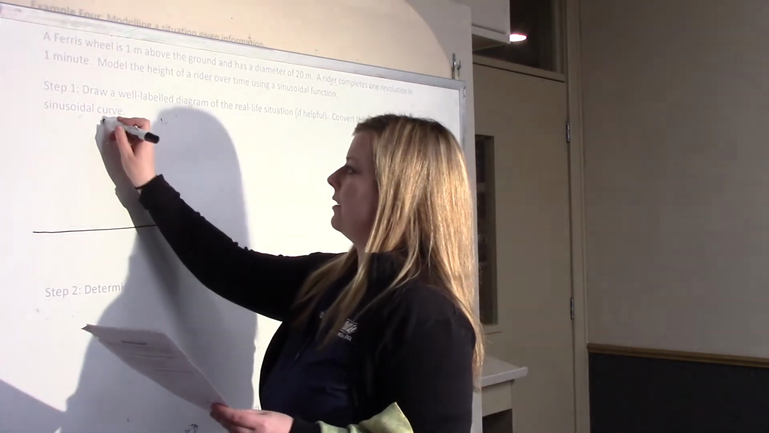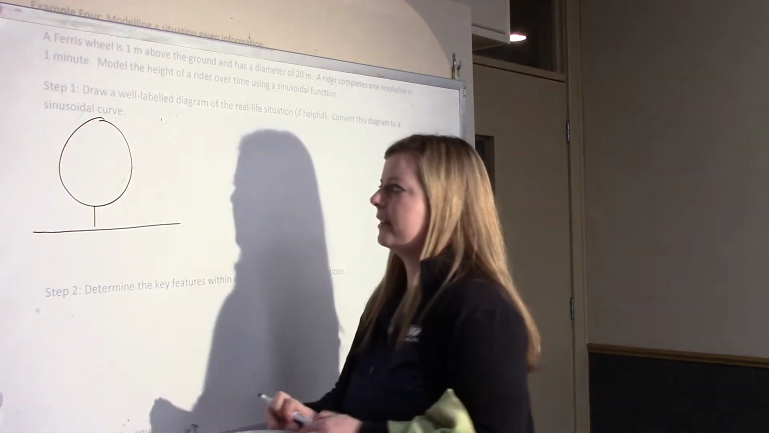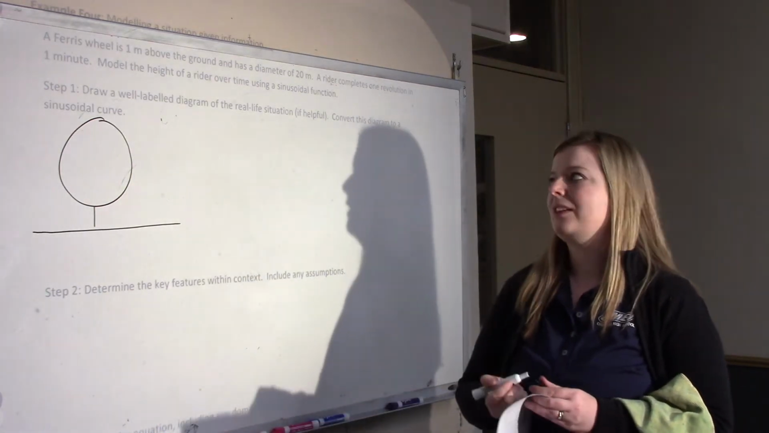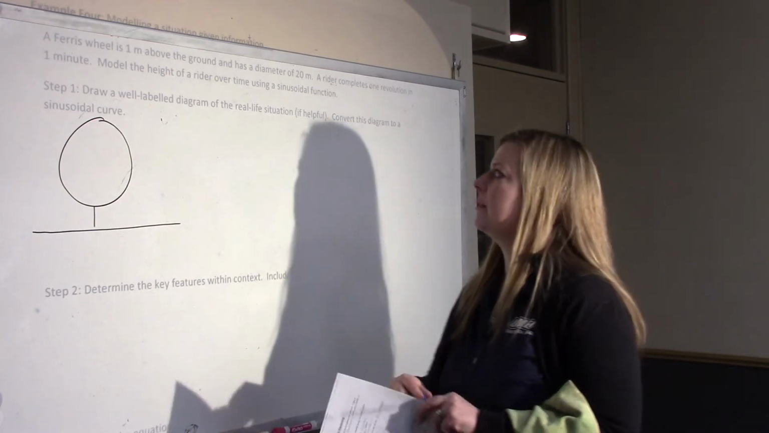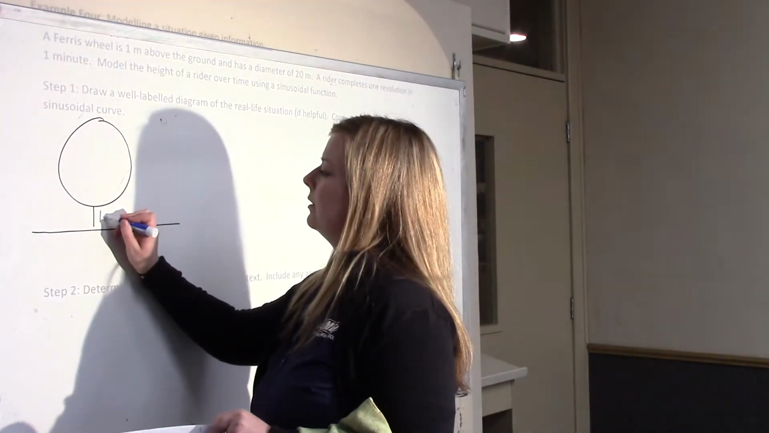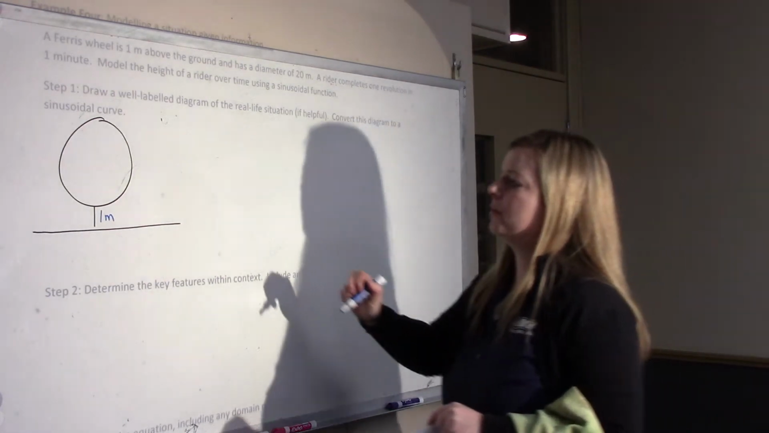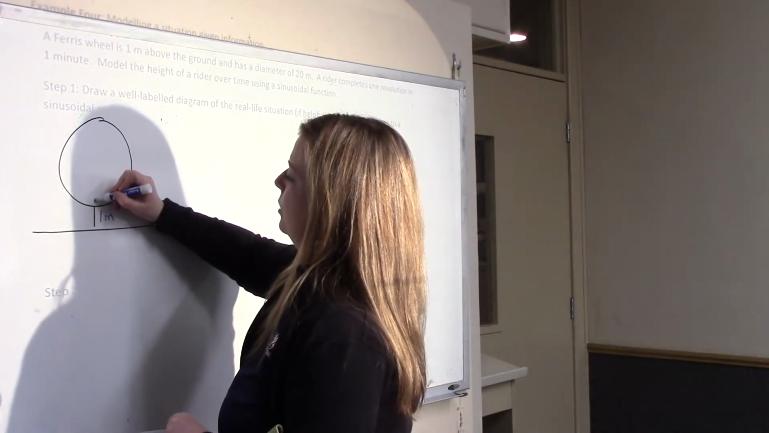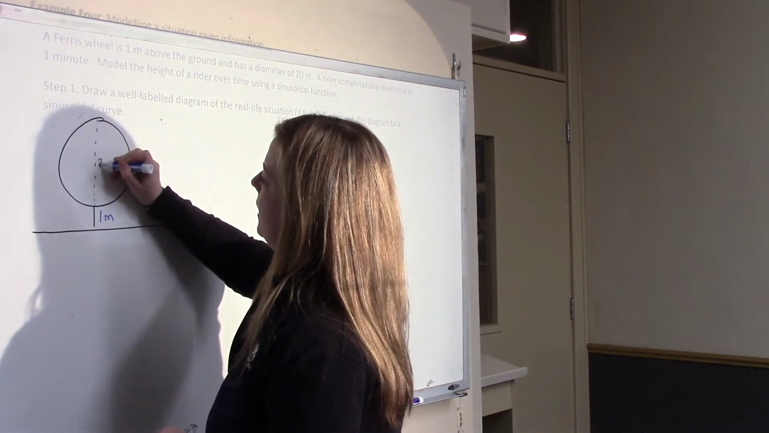Here's my really bad Ferris wheel. Okay, it doesn't touch the ground. There's a little bit of space between it and the ground. Pretty awesome, I know. So a Ferris wheel is 1 meter above the ground. So here's your 1 meter. Okay? And has a diameter of 20 meters. So that is 20.